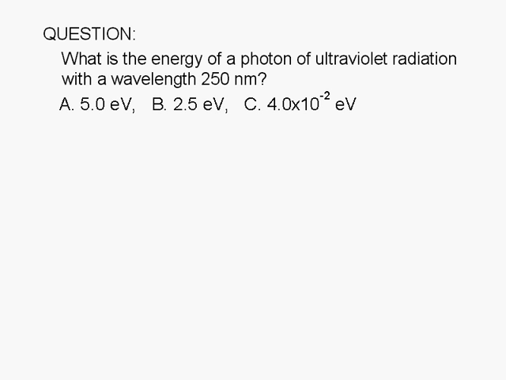What is the energy of a photon of ultraviolet radiation with a wavelength of 250 nanometers? A. 5.0 electron volts, B. 2.5 electron volts, or C. 4.0 times 10 to the negative 2 electron volts.